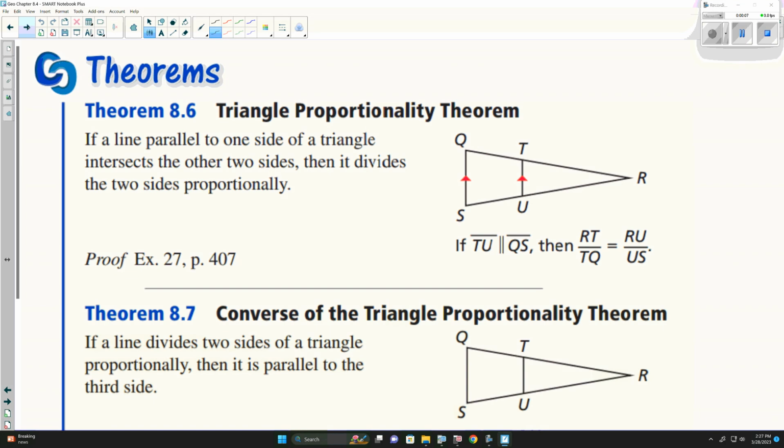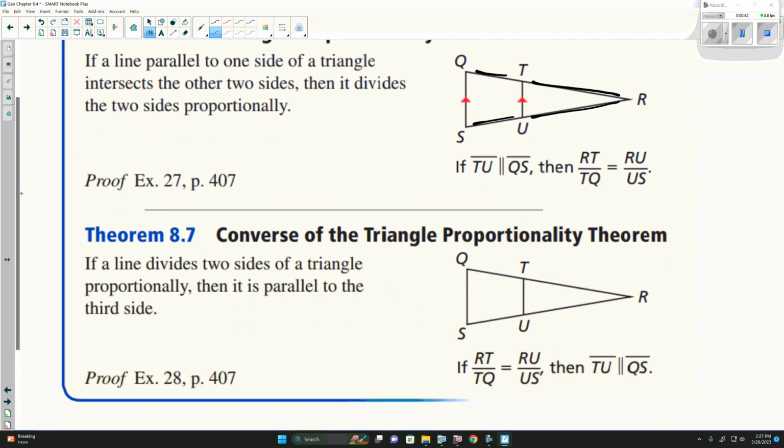Triangle proportionality theorem. If a line parallel to one side of the triangle intersects the other two sides, then it divides the two sides proportionally. So it means TR over TQ is going to be the same proportion as RU over US. So these sides are going to be proportional in their overall segments.